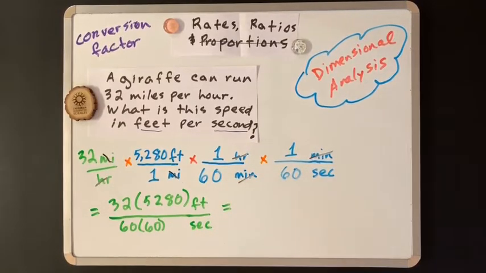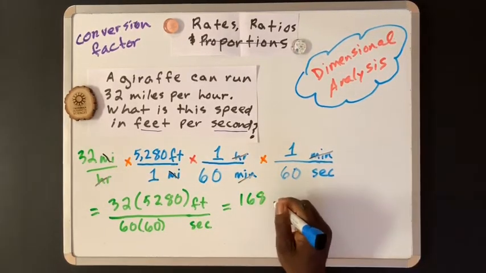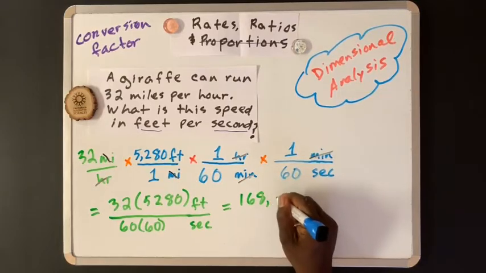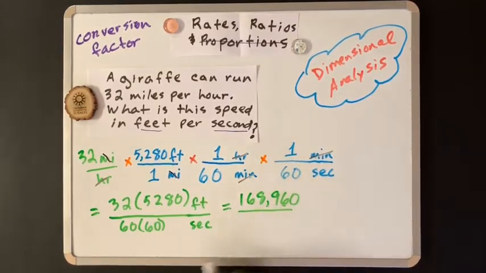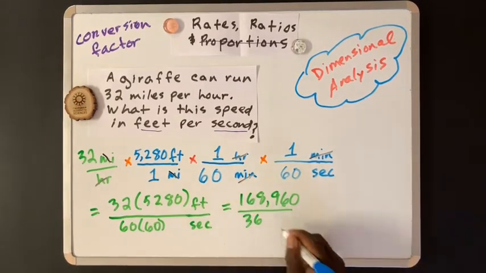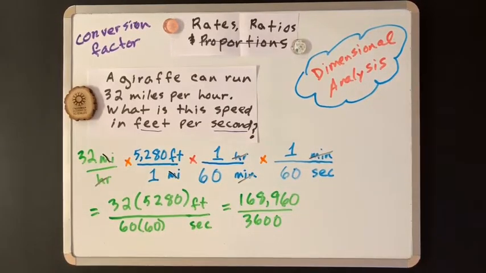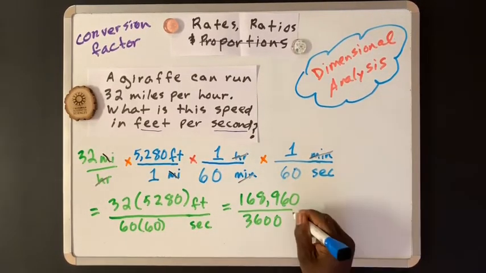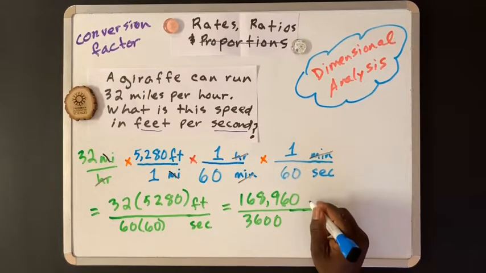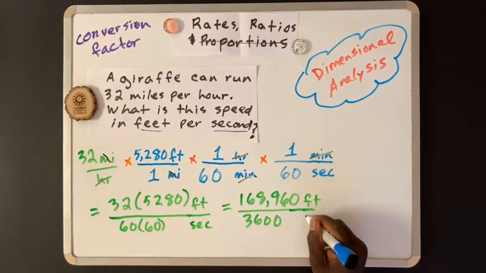Okay, now let's do the multiplication. I got my calculator. 32 times 5,280 equals 168,960. 168,960 over 60 times 60. Well, 6 times 6 is 36. And then add the 2 zeros. That's 3,600. Nice little shortcut there. All right, we're looking good. That's right. Don't forget the unit. I hear you, Dr. Harrison. Be careful. All right, feet over seconds.